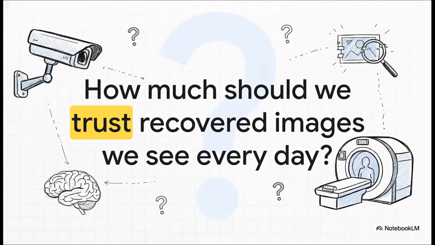So what does that mean? It means our best mathematical proof of success is totally useless in the real world, which leaves us with a really big and kind of unsettling final question. We see restored images everywhere, right? On the news, from security cameras, and medical scans, all over the place. But if we can never mathematically prove that a real-world restoration is actually correct, then how much should we really trust the images we see every single day?